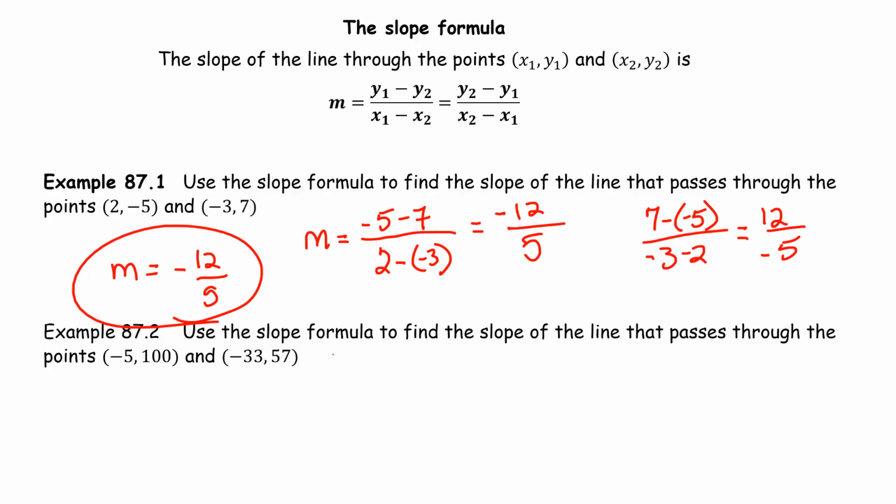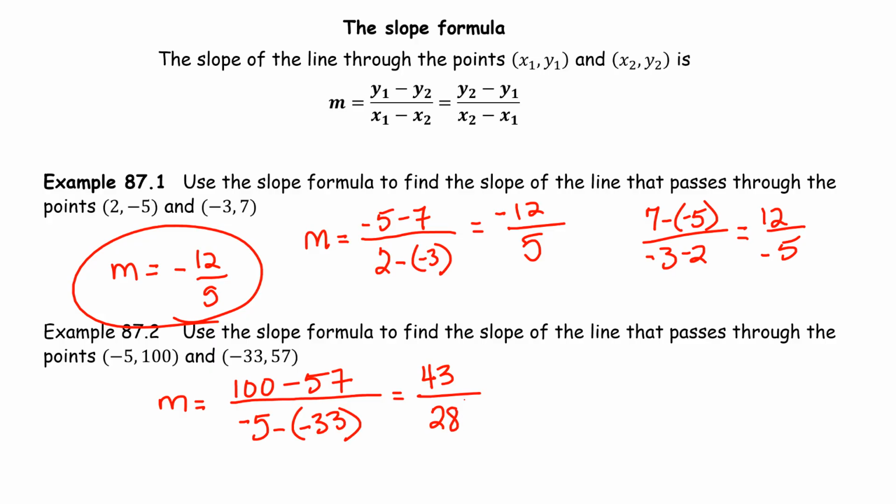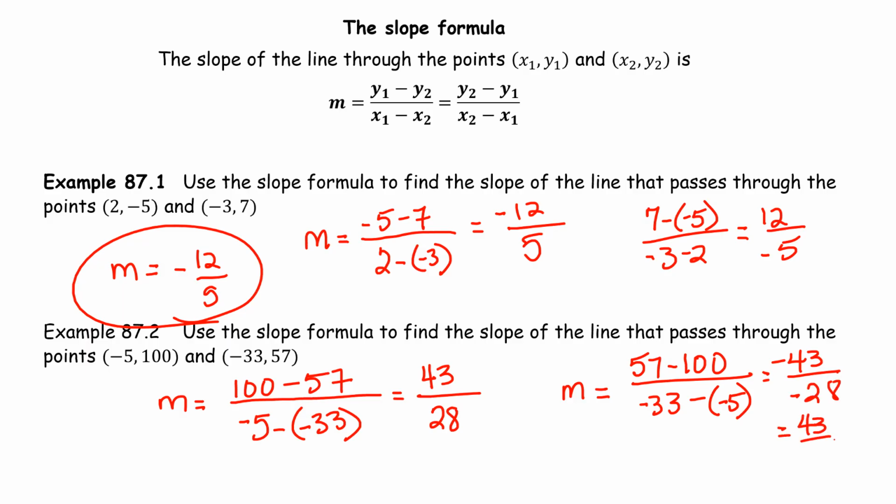We can do this problem the exact same way. We can say m is equal to the rise over the run. So the difference in the y's, 100 minus 57, over the difference in the x's, negative 5 minus negative 33. And that would give me 43 over negative 5 plus 33 would be 28. And that would be the slope of that line. We could do it in the opposite order. If I do that, I'm going to get negative 43 over negative 28, which is still 43 over 28.